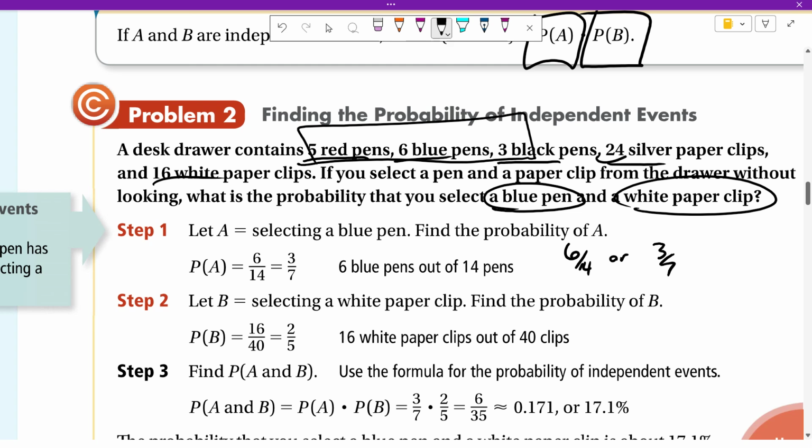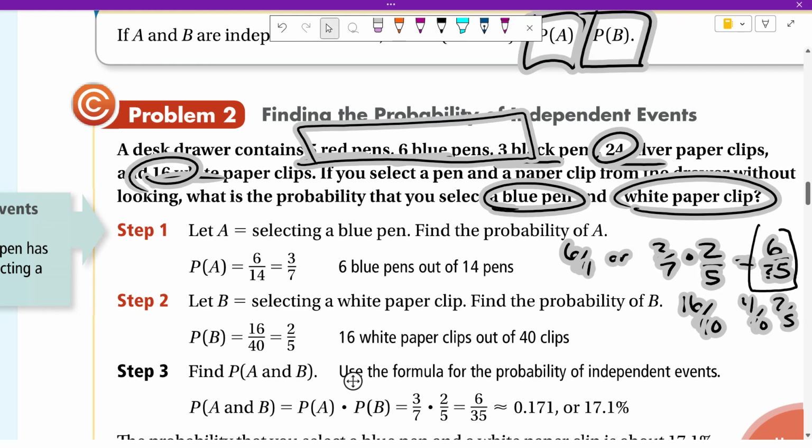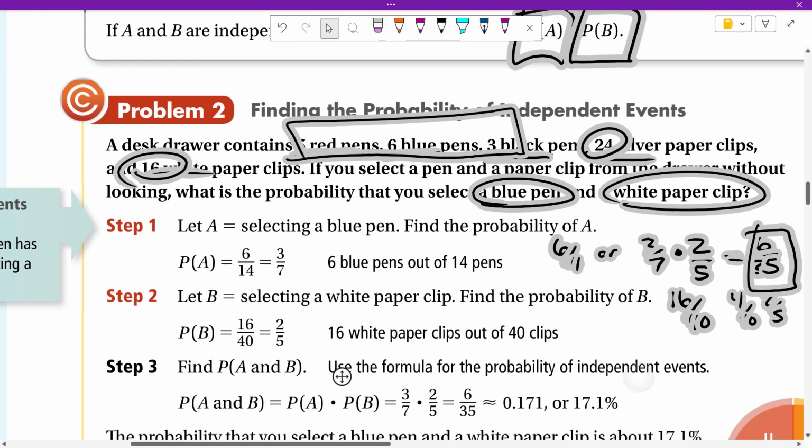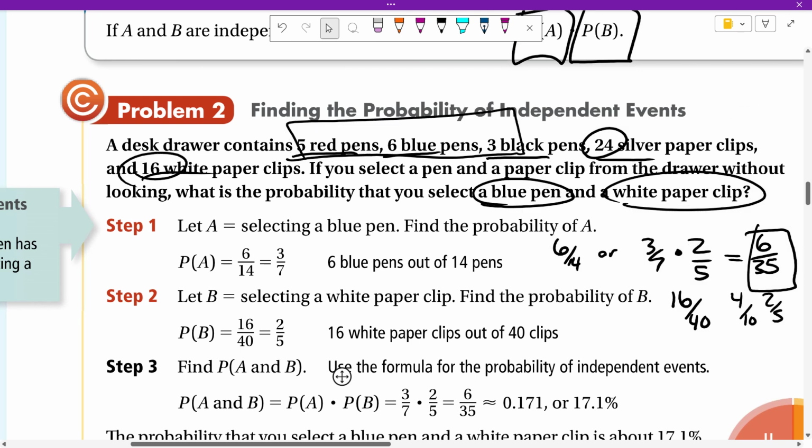How many paper clips are there when you have 24 and 16? 40. The probability of a white paper clip is 16 out of 40, which reduces down. 4 goes into each, 4 and 10 times. 2 goes into each, 2 and 5 times. So you got a 2 out of 5 chance of choosing a white paper clip, a 3 out of 7 chance of choosing a blue pen. So if you multiply them together, you have a 6 out of 35 chance of getting both of those, both a blue pen and a white paper clip.